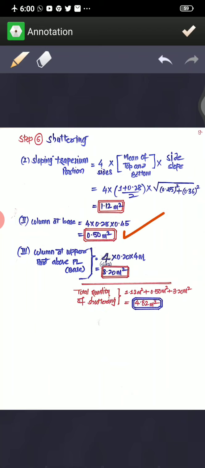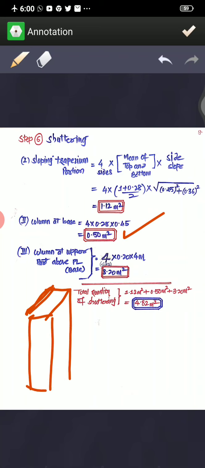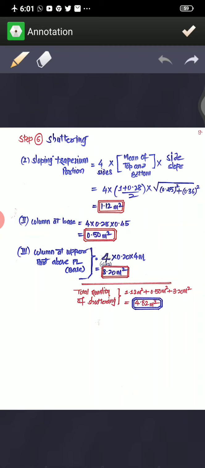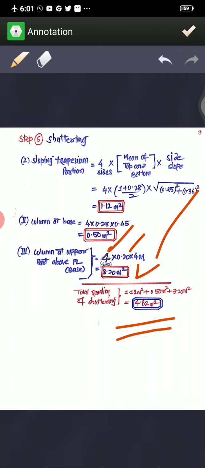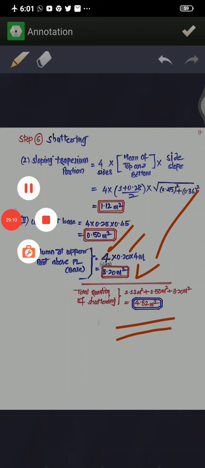Then column, see, it is very simple. That column is having a size of 20 centimeter by 20 centimeter and height is of 4 meter, right? So 4 sides into 0.2 into 4 meter, it is going to be 3.20. So if you add all those things, you will be getting 4.82 meters square. This is the total shuttering quantity.